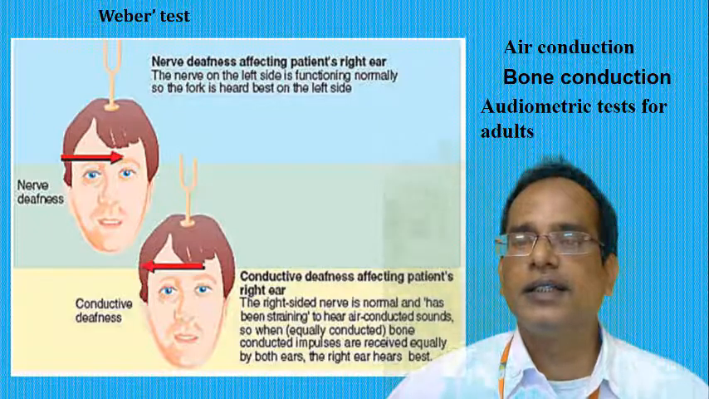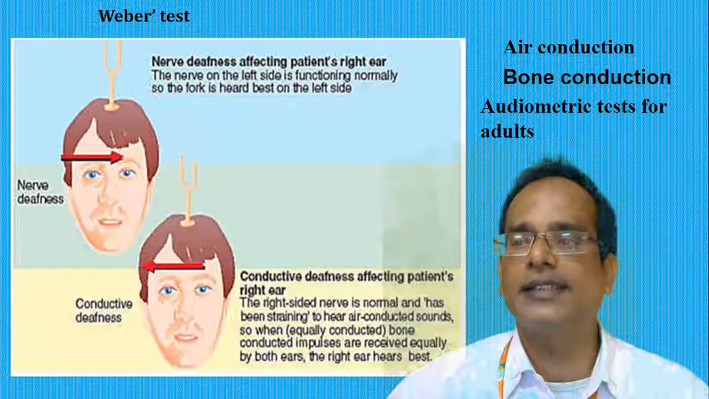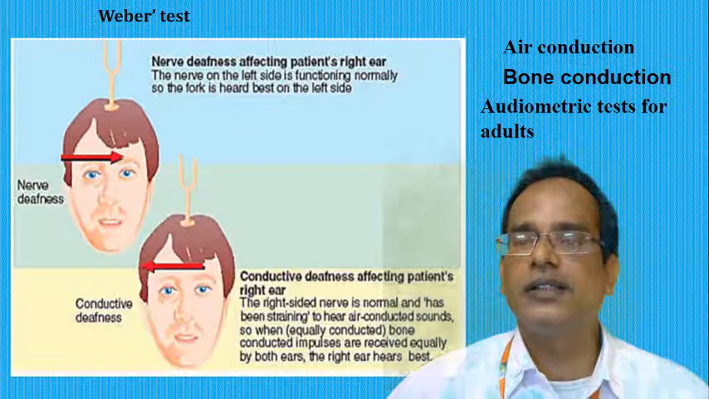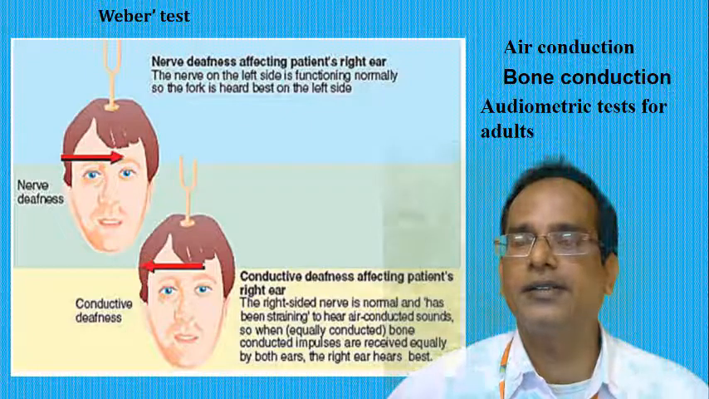So here, if the hearing is normal, the sound is symmetrical with no lateralization. The sound is localized towards the poor ear with conductive loss. The sound is localized towards the good ear with sensorineural hearing loss.